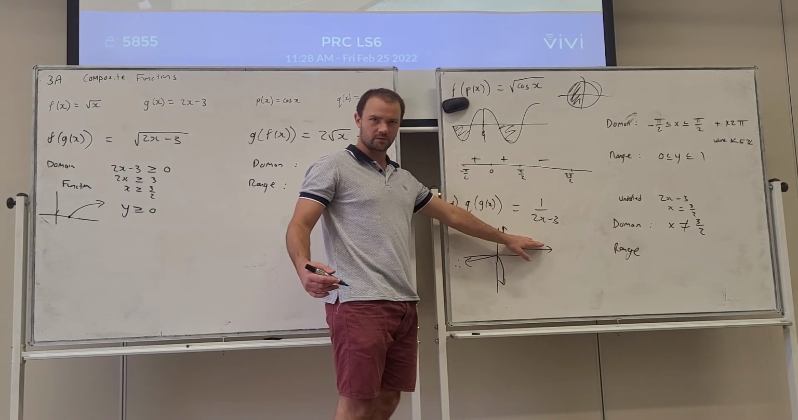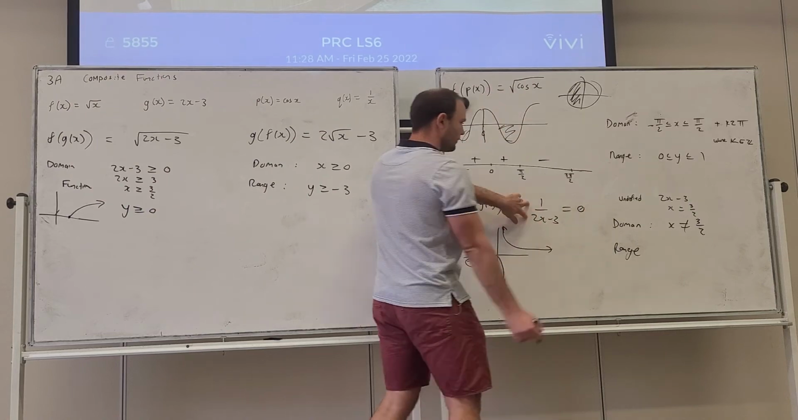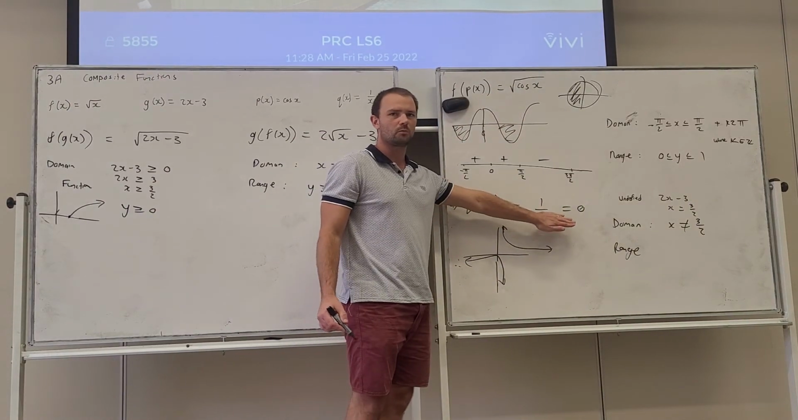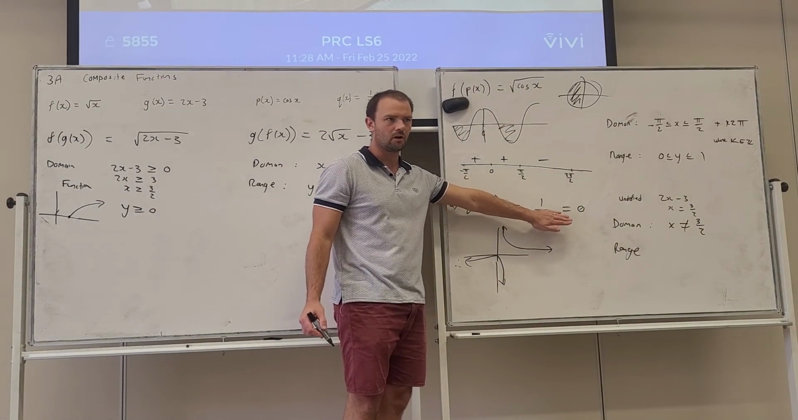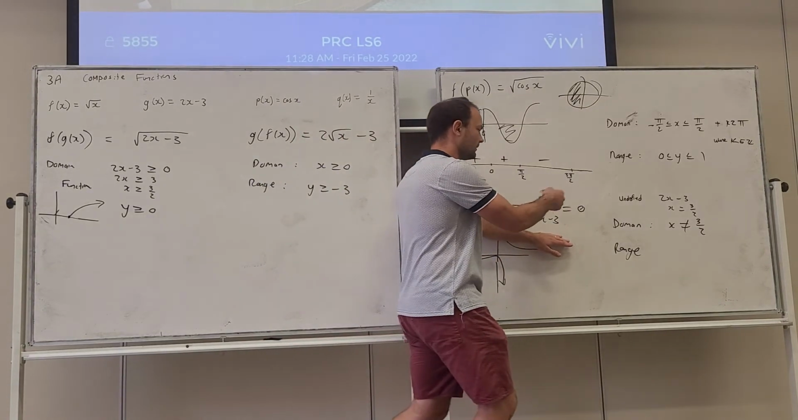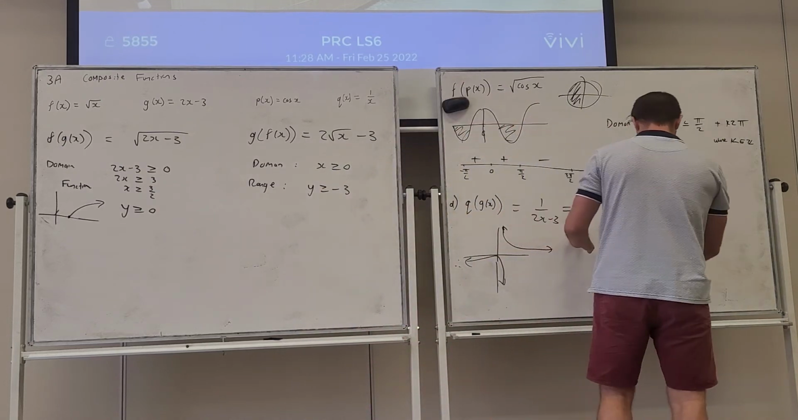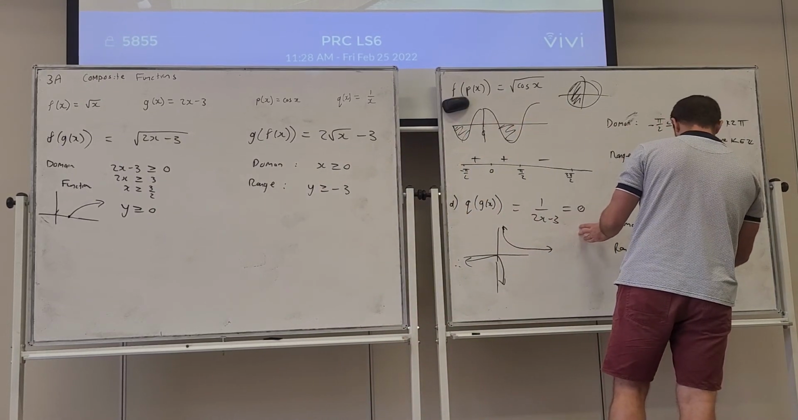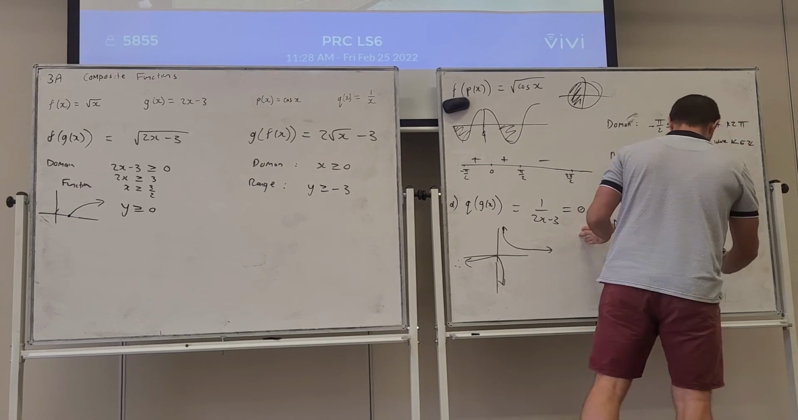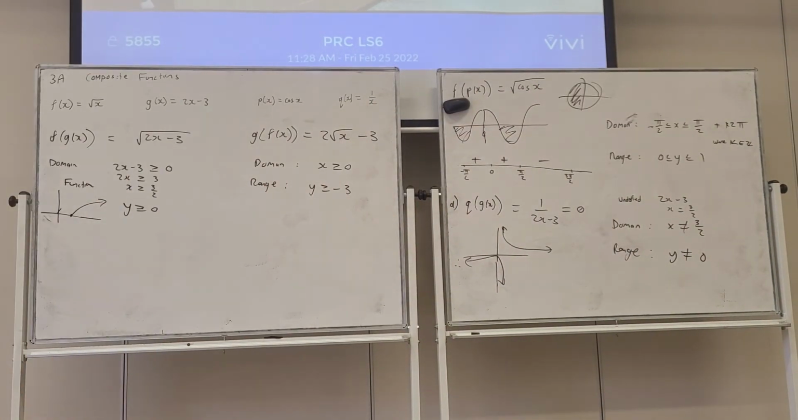It doesn't equal 0. Why? Well, what values of x are going to make this equal 0? None, because the numerator will never equal 0. So we can see that from the graph, and we can even see it from thinking about it if we're familiar with these types of functions. So the range is y is not equal to 0. It exists for all other values except 0.